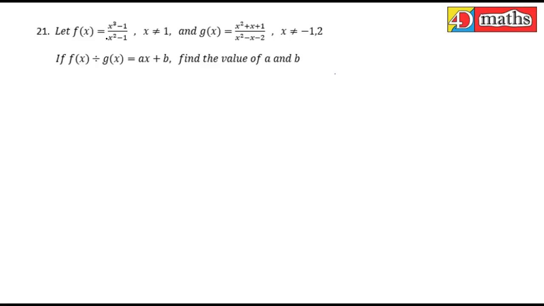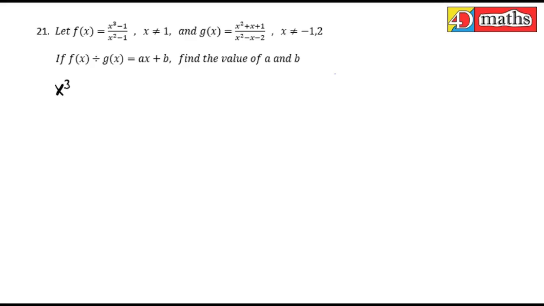Let f of x equal x cubed minus 1 all over x squared minus 1, and g of x equal x squared plus x plus 1 over x squared minus x minus 2. If f of x divided by g of x equals ax plus b, we'll find the value of a and b. Okay, so I'm going to write it out.